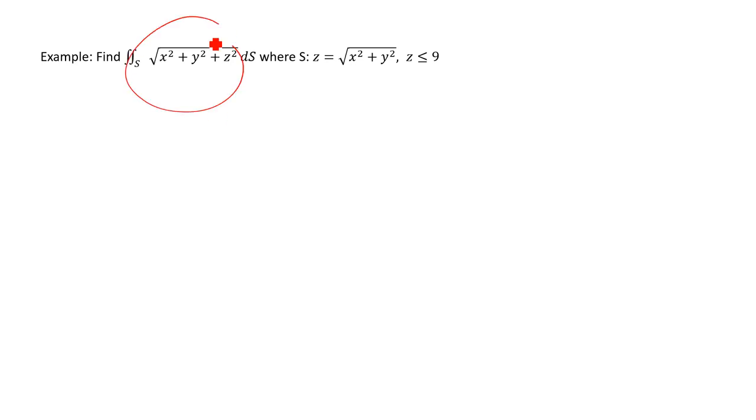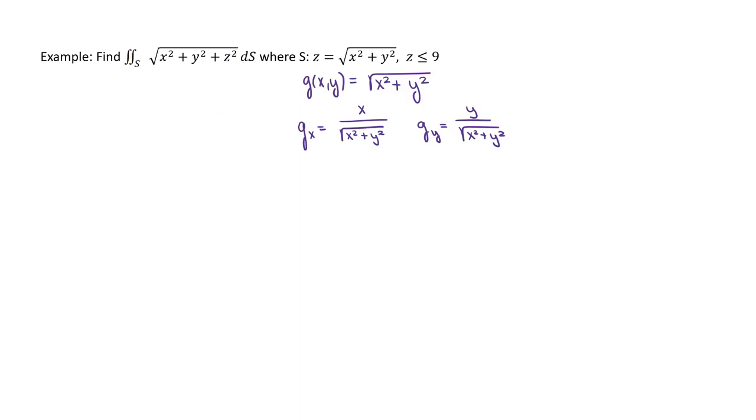So I want to integrate the following function over the surface z equals the square root of x squared plus y squared, where z is less than or equal to 9. So my surface is already solved for z, square root of x squared plus y squared. I'm going to go ahead and find the derivative of that with respect to x and with respect to y. And so I did some of that in my head. I had to use the chain rule. I guess I can write it out.